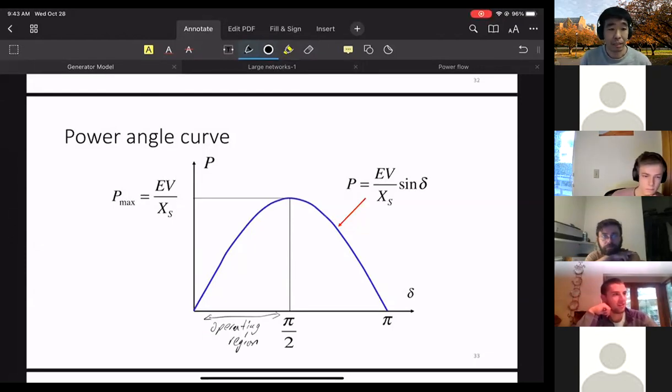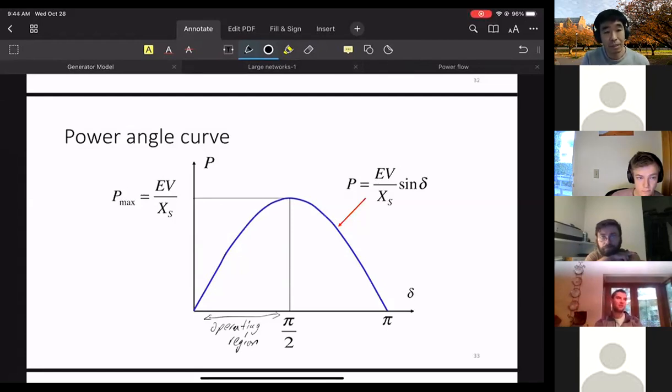Because you're sending power to the grid, but you have to send it at an angle a bit less than 90 degrees. So when you operate, you have to make sure you operate on the left of pi over two. If you get too close and go to the other side of this curve, then it's not stable anymore, and bad things happen. It will damage your generator, you have to do an emergency shutdown, this kind of thing. So stay on the left of this.